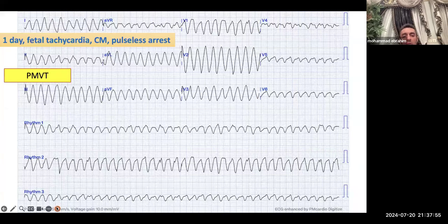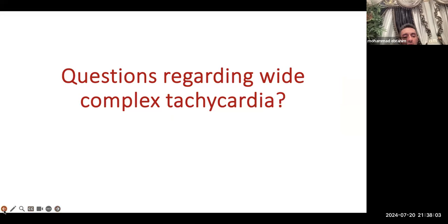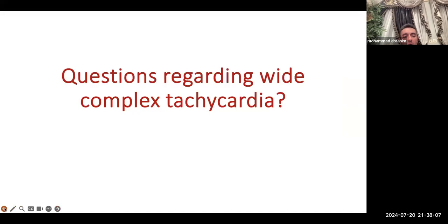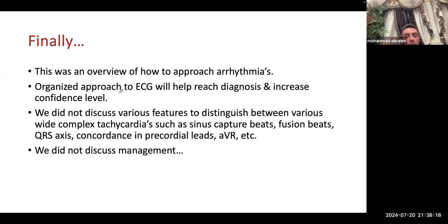So I showed you an example of AFib with WPW, and an example of polymorphic VT. I don't think I'll show you any further examples, but that's in general how to approach tachycardias that are wide or narrow. This was an overview. I would recommend you organize your thoughts, have a specific algorithm that you like, and then study the ECG and follow that specific algorithm.